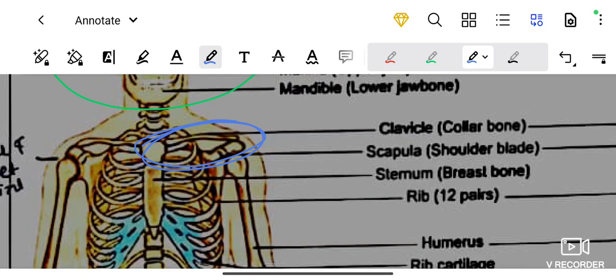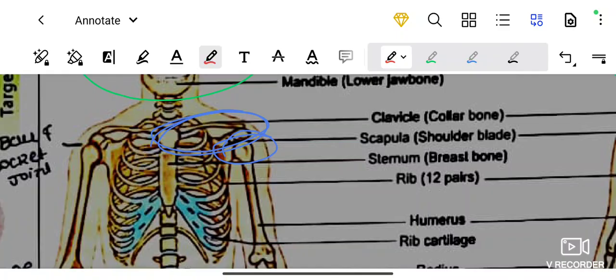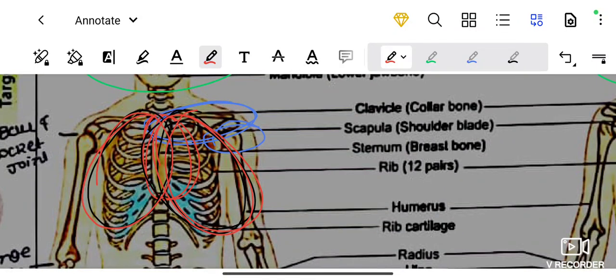Here the clavicle bone is there, and below this clavicle bone we can see the scapula and sternum. This is the sternum, you can say breastbone, and here we can see 12 pairs of ribs.